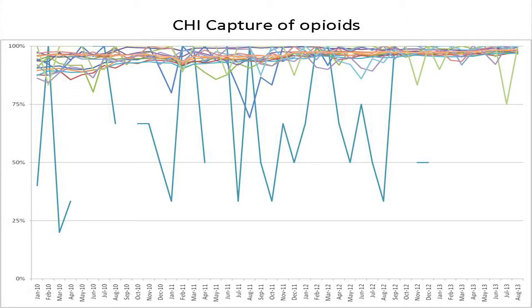These are quite busy graphs, but there's not really much to them. Basically, before I started analysing the data and counting patient numbers, I went to the scripts to find out how well the CHI was being captured off those scripts. This shows all the opioids by drug name, and you can see that for the majority of opioids, the CHI capture rate is quite high. It's well over 95%, particularly by the middle of this year, June to August.